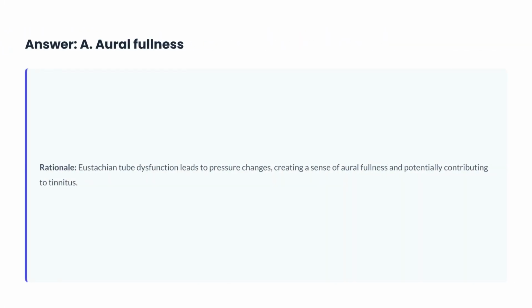Which of the following is a symptom of eustachian tube dysfunction that can cause tinnitus? A. Oral fullness. B. Vertigo. C. High-frequency hearing loss. Or D. Profuse ear drainage.